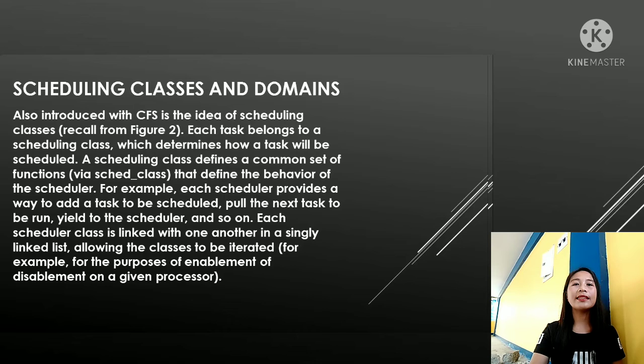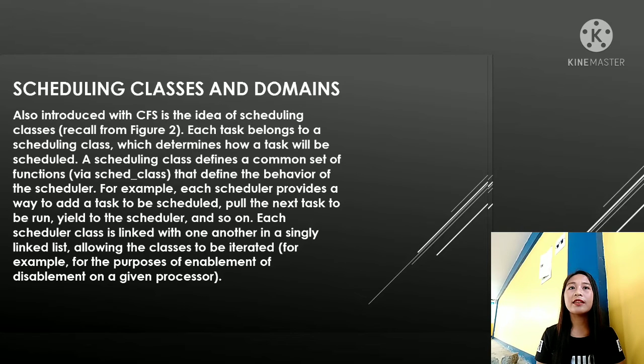Next is scheduling classes and domains. Also introduced with CFS is the idea of scheduling classes, as recalled from Figure 2. Each task belongs to a scheduling class, which determines how a task will be scheduled. A scheduling class defines a common set of functions, via sched_class, that define the behavior of the scheduler. For example, each scheduler provides a way to add a task to be scheduled, pull the next task to be run, yield to the scheduler, and so on.